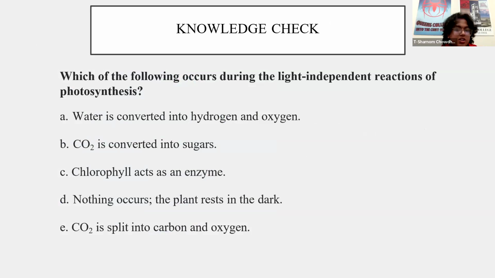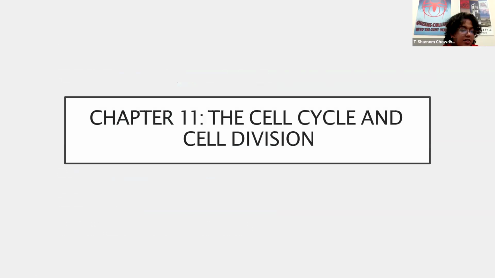So another question: which of the following occurs during the light independent reaction? This should be pretty simple. B. Yeah, correct. Carbon dioxide is eventually converted into sugar, which is then used by the plant for glycolysis. All right. As you saw, that was very quick.